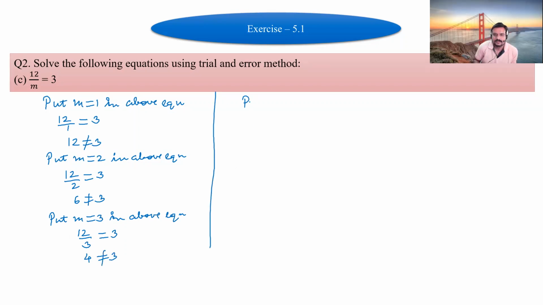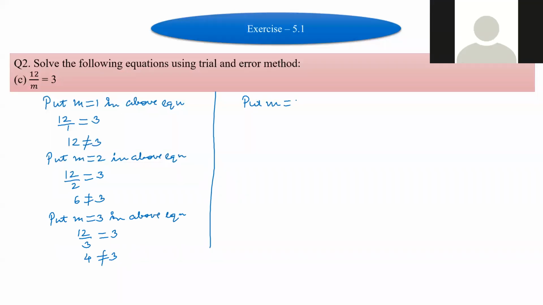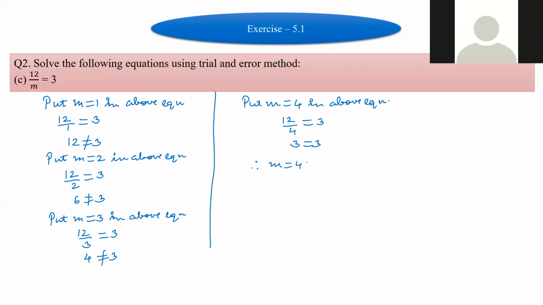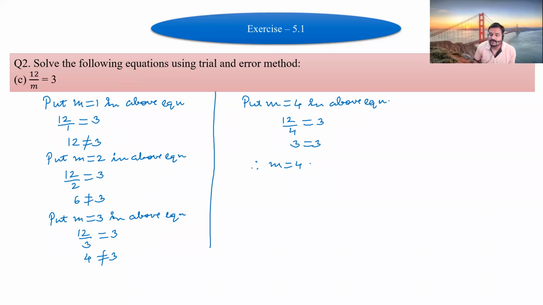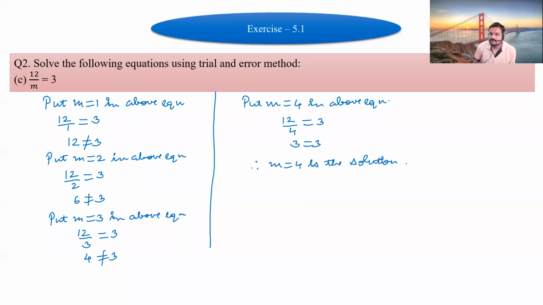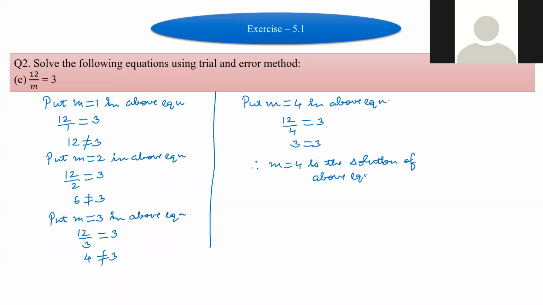Next. Put m is equal to 4 in the above equation. 12 upon 4 is equal to 3. 3 is equal to 3. Therefore, m is equal to 4 is the solution of the above equation. Okay.